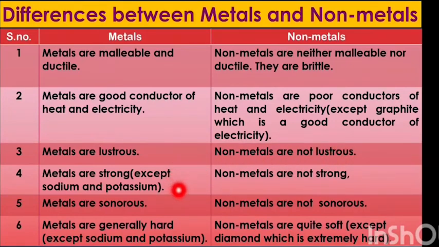Metals are strong except sodium and potassium. Non-metals are not strong. Metals are sonorous. Non-metals are not sonorous. Metals are generally hard except sodium and potassium. Non-metals are quite soft except diamond, which is extremely hard.